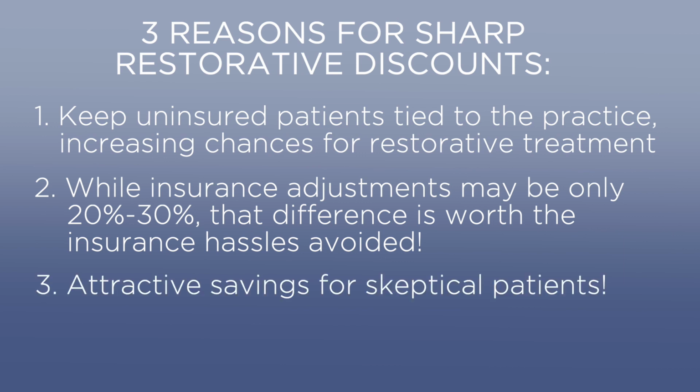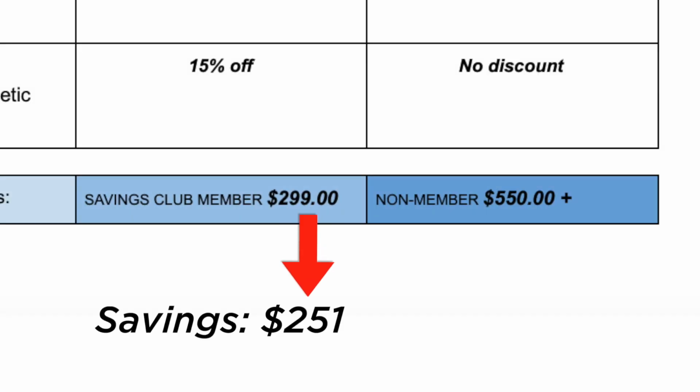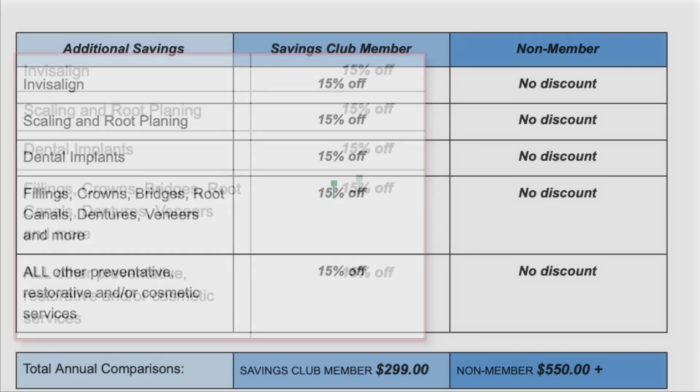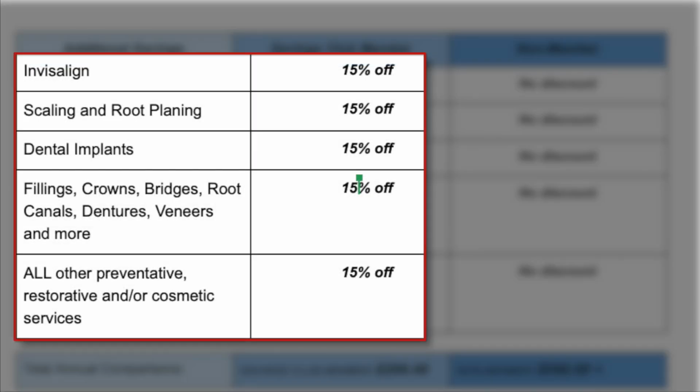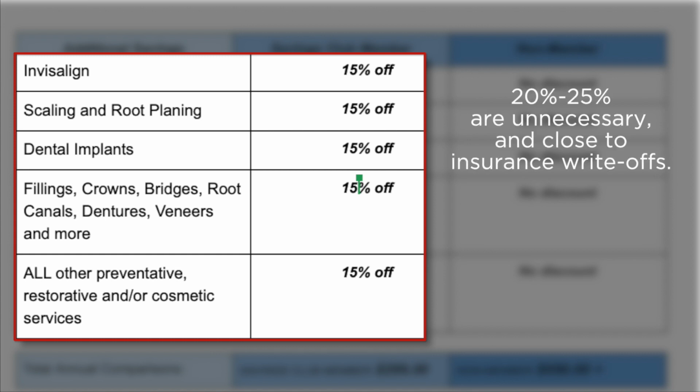Third, patients who may be skeptical of a quote-unquote plan will be easier to entice when they realize they are saving almost 50%. In addition, we offer a 15% discount across the board for all restorative services, Invisalign, etc. Again, we do this to keep everything simple and clear for patients. Some plans will offer 20 to 25% discounts on restorative procedures or different discounts for Invisalign treatment. I don't think that's necessary.